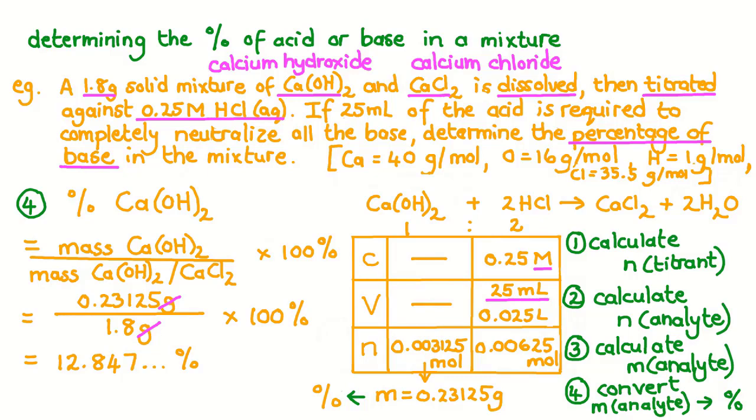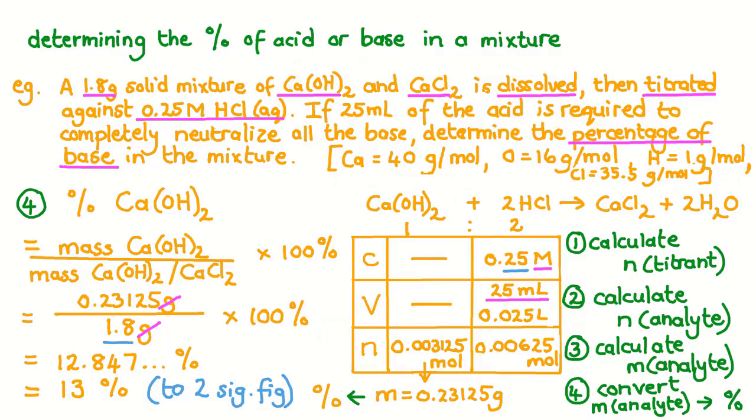12.847%. Now let's round off to the correct number of significant figures. The smallest number of significant figures that we were given from the original data is 2 significant figures. So we can round up to 13%, which is 2 significant figures. This means of the 1.8 grams of the total original solid mixture, only 13% was contributed by the calcium hydroxide.